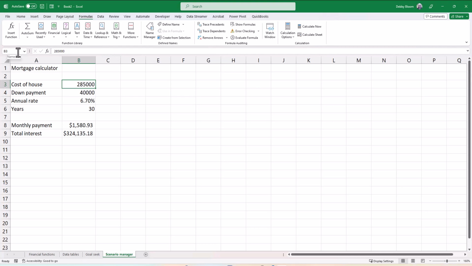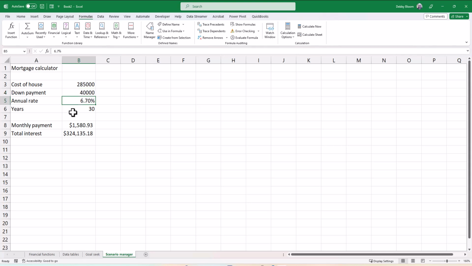Notice when I hover over it, it says Name Box. So I'm going to click on the Name Box, and I will call this cell cost_of_house. You can't use spaces in range names, so cost of underscore house, and hit Enter to accept the name. Now I'm going to click on cell B4, click in the Name Box and change this one to down_payment, and just hit Enter to accept the name.